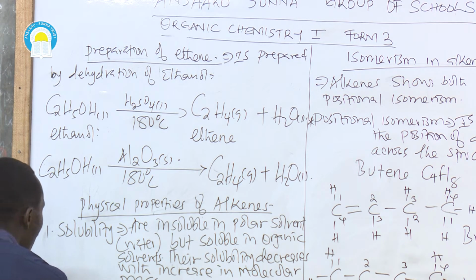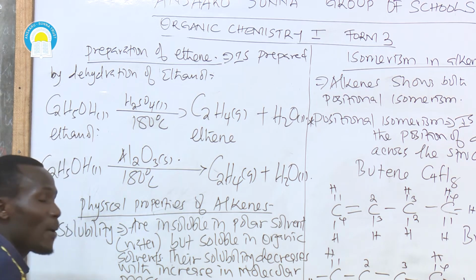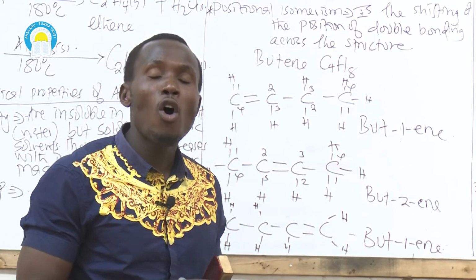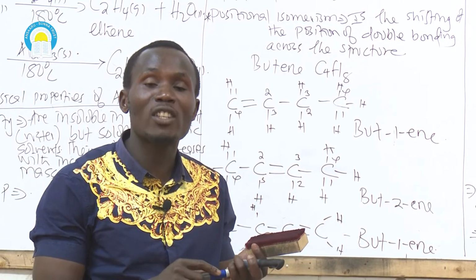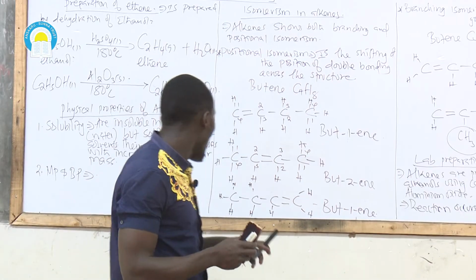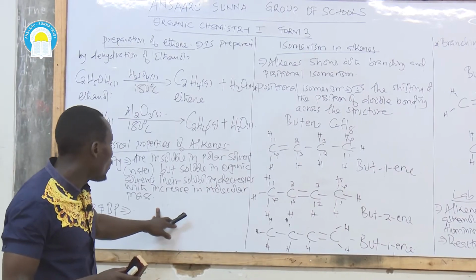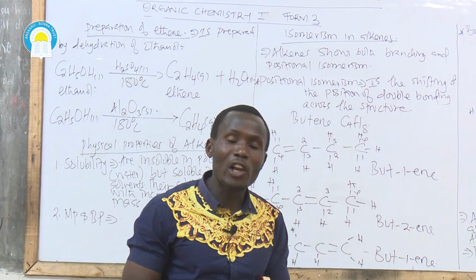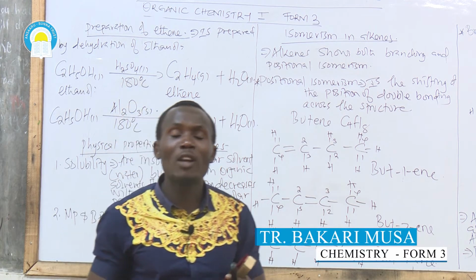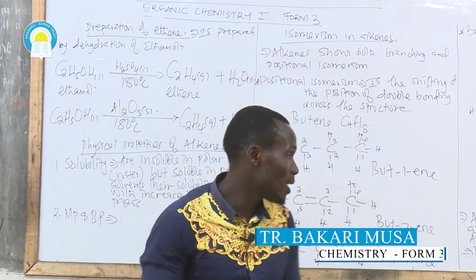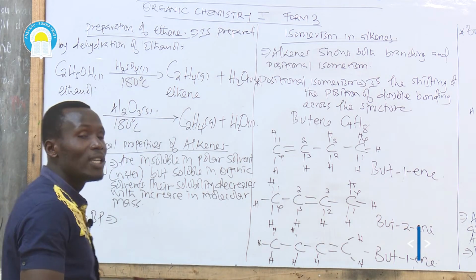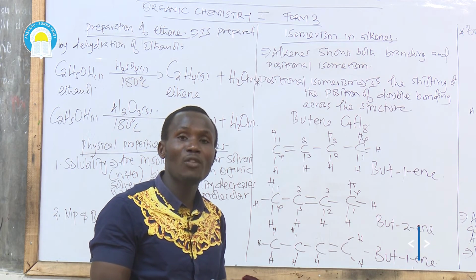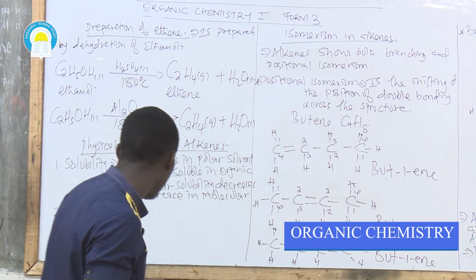Melting point and boiling point. What determines the melting and boiling points of molecular substances is their molecular mass, or the type of intermolecular forces of attraction which exist between the molecules. Alkenes have weak van der Waals forces that make them have low melting and boiling points. But how do the melting and boiling points compare in alkenes? Their melting and boiling points increase as molecular mass increases. This results in an increase in the strength of intermolecular forces of attraction.